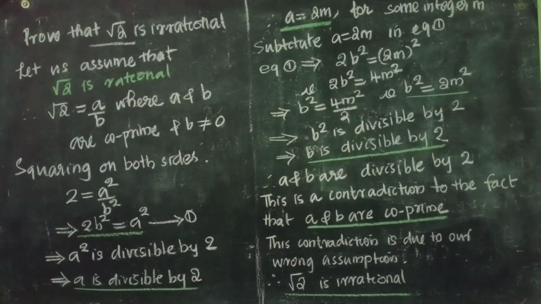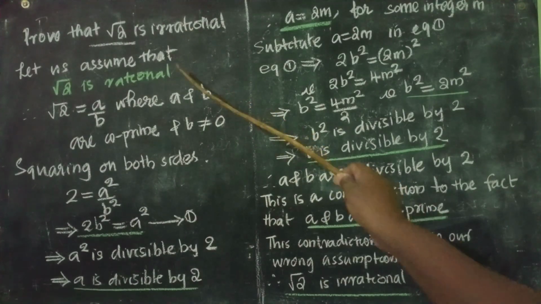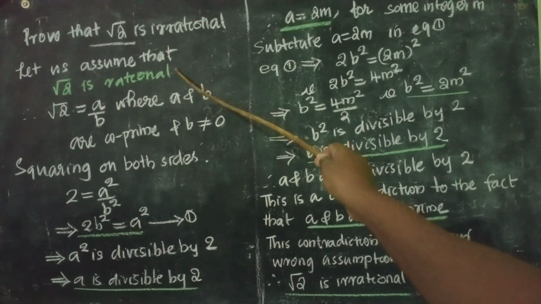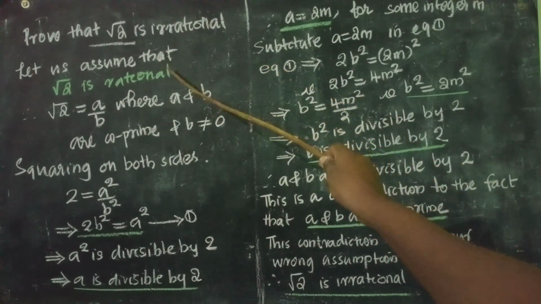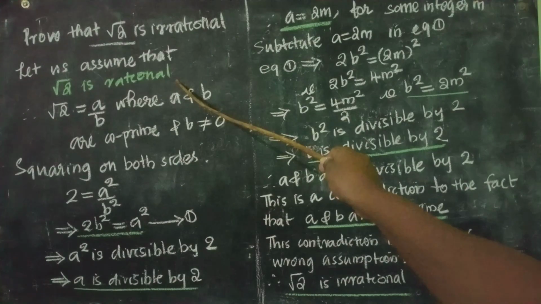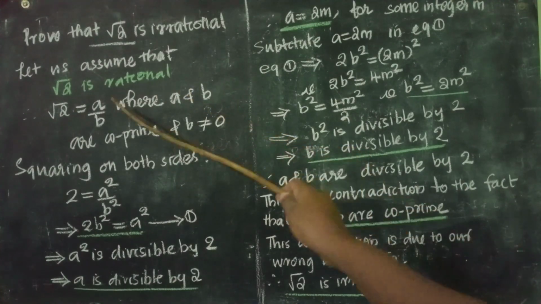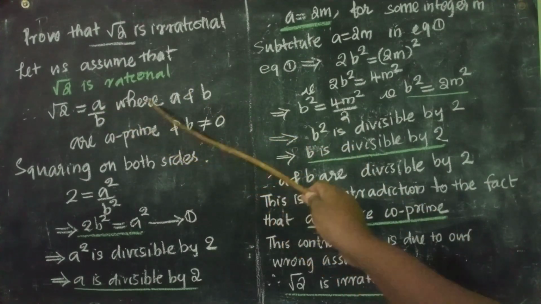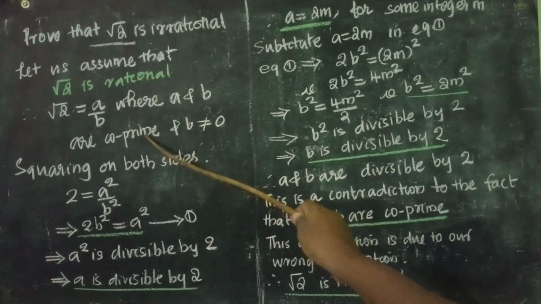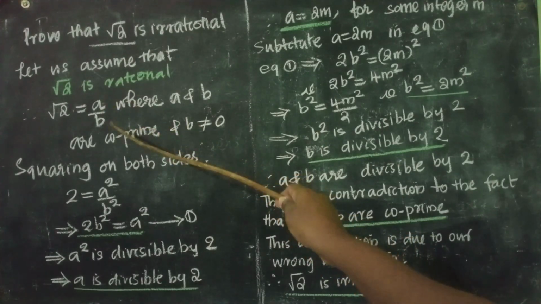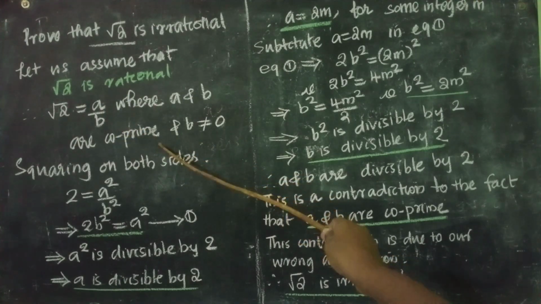Now we are going to prove that root 2 is irrational. For this proof, we are applying the contradiction method. Means we are assuming the contradiction. Let us assume that root 2 is rational. We need to prove it is irrational, but we will assume it is rational. If root 2 is a rational number, we can write root 2 equal to a by b, where a and b are co-prime and b not equal to 0. Co-prime means there is no common factor for a and b other than 1.